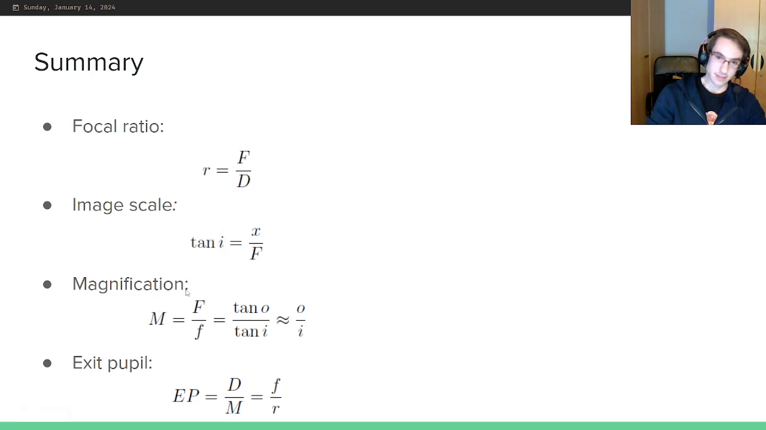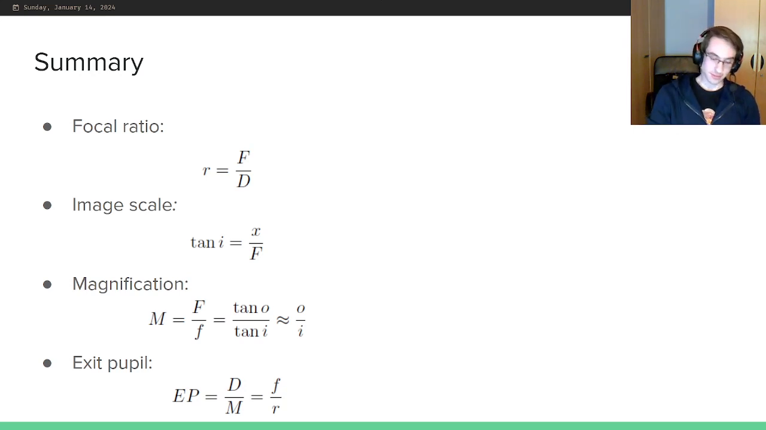We have the magnification. If we use a second eyepiece that has a second focal length small f, then it gives a magnification m, defined as the ratio of the focal lengths. And the beam that exits this eyepiece will have a certain diameter equal to the diameter of the telescope divided by the magnification. This is called the exit pupil, and we can easily find this as the focal length of the eyepiece divided by the focal ratio of the telescope. So, that's the basic Gaussian optics.